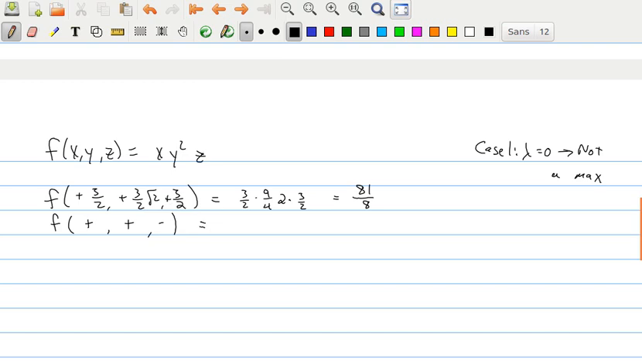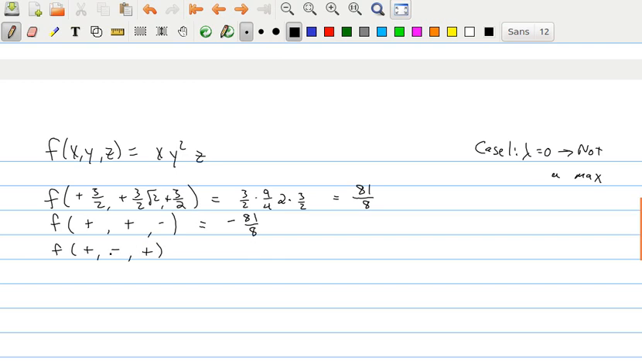And all this is going to do, the numbers are going to be the same, but the signs may be different. So if just the z is negative, when we multiply these out, we're going to get negative 81 over 8. So we've done the first 2 critical numbers. We've got 6 more to go.